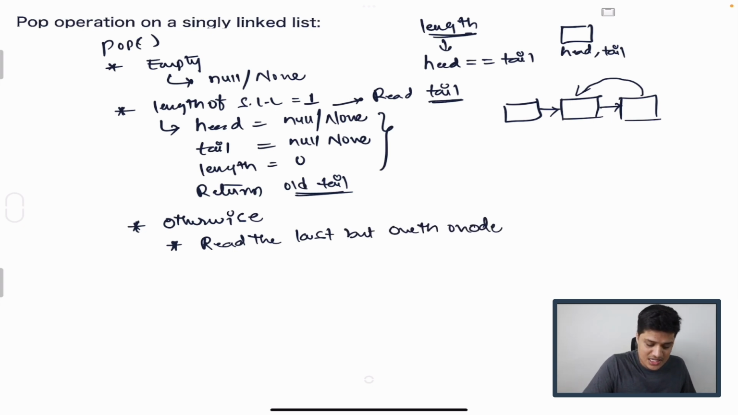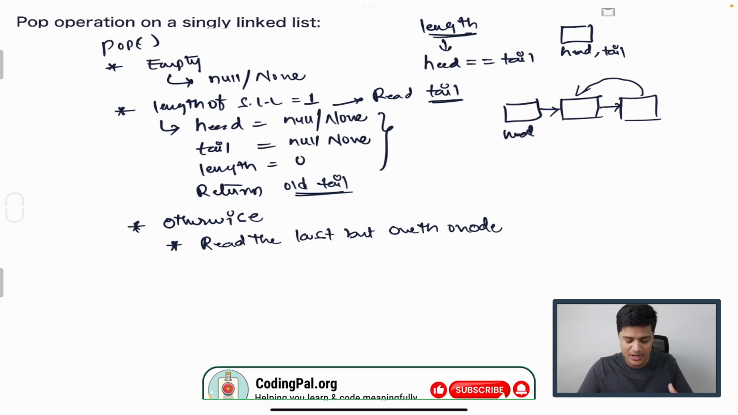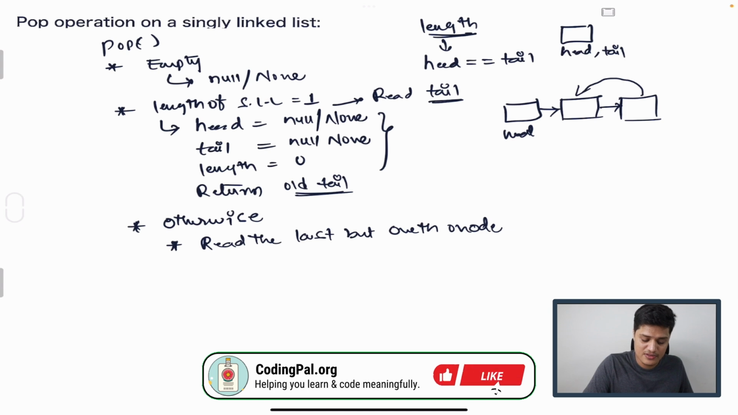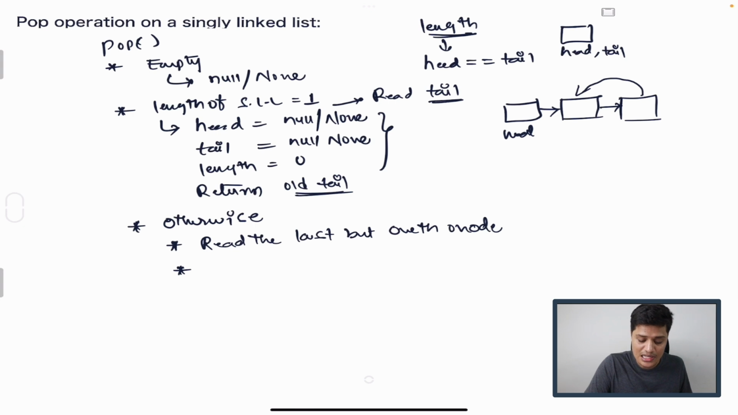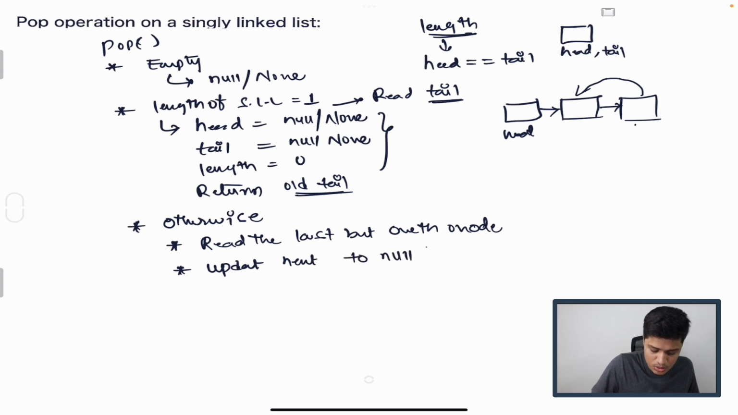So we will start at the head node and keep track of the previous variable, and using that previous variable we will go to the last but one node. Once we go to that node, how will we delete the last node? We have the reference of that node in the last but one node, available in its next. So we will simply update next to null or none, based on our programming choice of implementation.